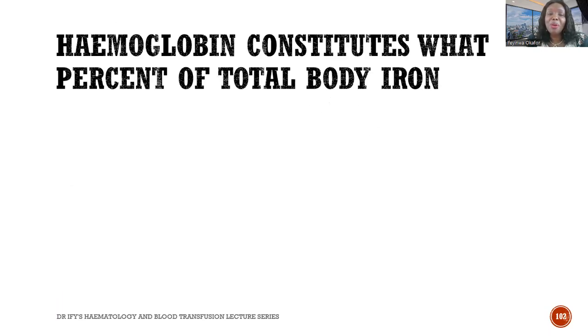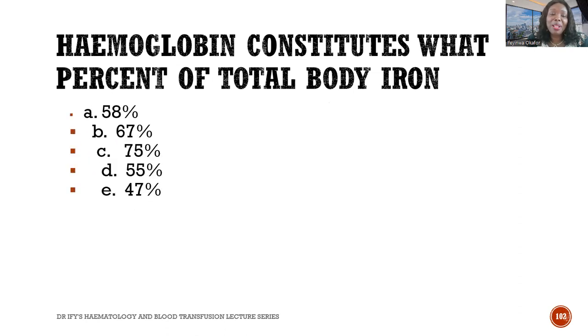Hemoglobin constitutes what percentage of total body iron? 58%, 67%, 75%, 55%, 47%. Answer B, 67%. Hemoglobin constitutes 67% of the total body iron.